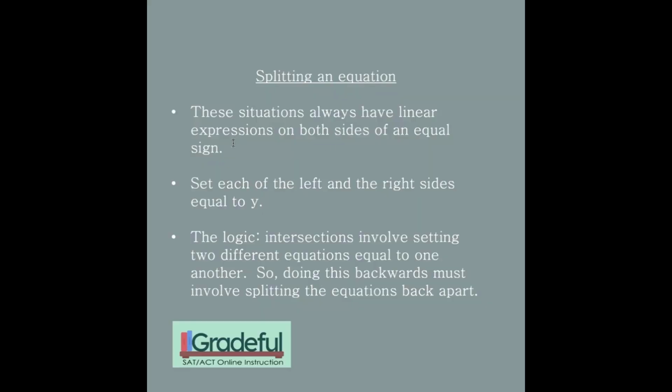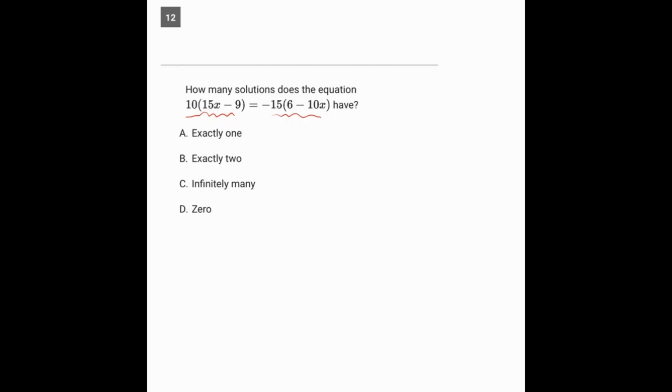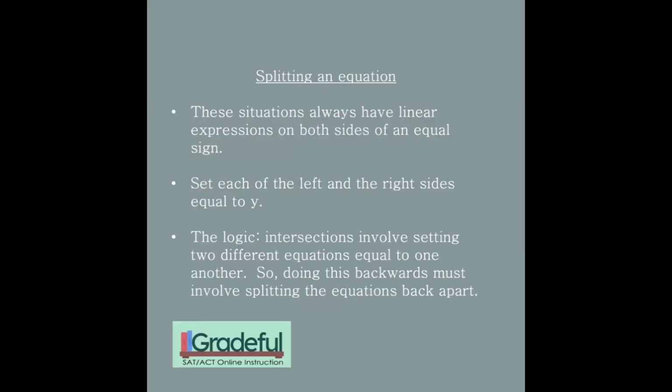So we've got linears on both sides of an equal sign. When that happens, you're going to split the equation. In other words, you're going to set each of the left and the right sides equal to y. Here, that would look like this. Y equals this thing, and y equals this thing. And from there, what happens is it becomes another common SAT situation, which is a little more straightforward.